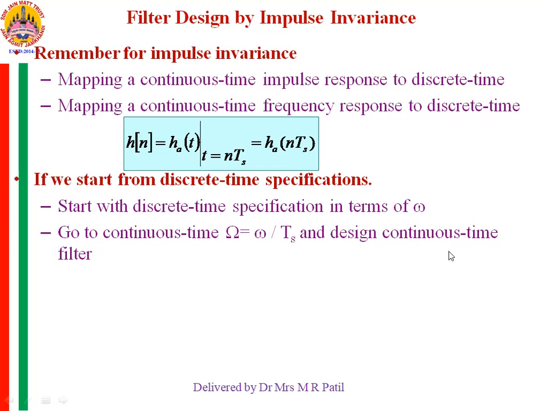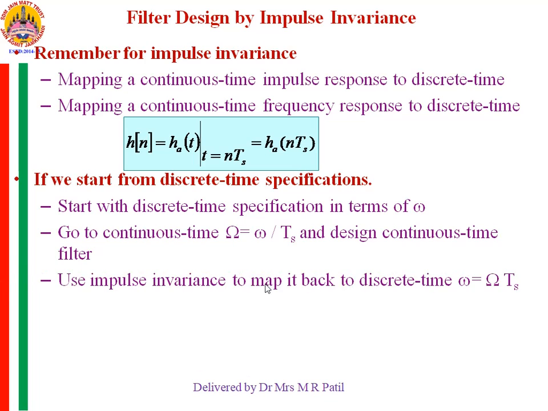So whenever a problem of digital filter design is asked to you, the digital frequencies will be given to you. From those digital frequencies, obtain the analog frequency by considering Omega is equal to omega by Ts and design the continuous time filter first. That is, for a normalized filter you first design, then convert to the prototype filter, and then use the impulse invariance technique to map it back to the discrete time frequency, where omega is equal to Omega Ts.